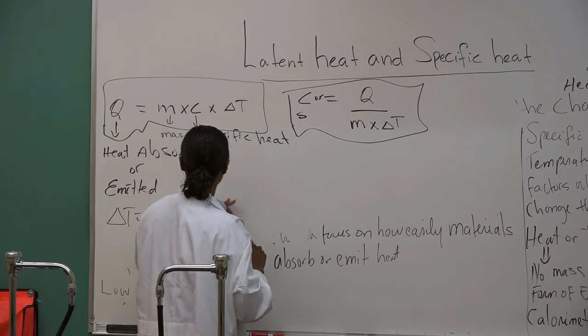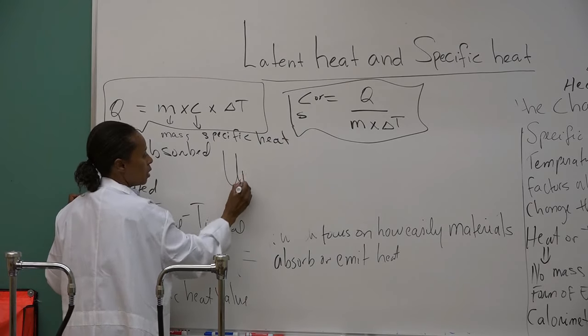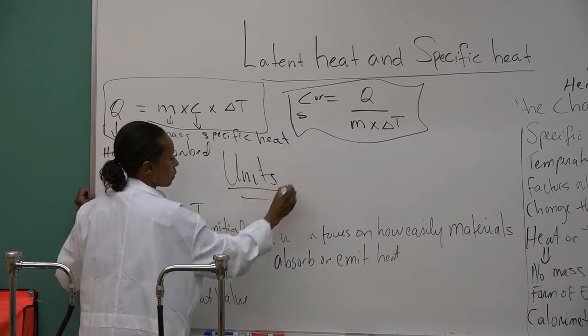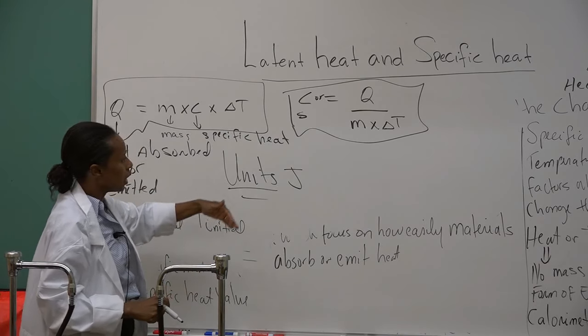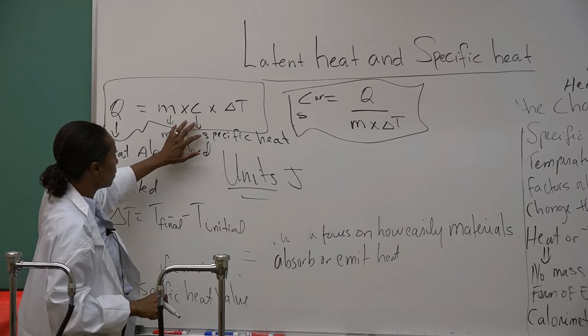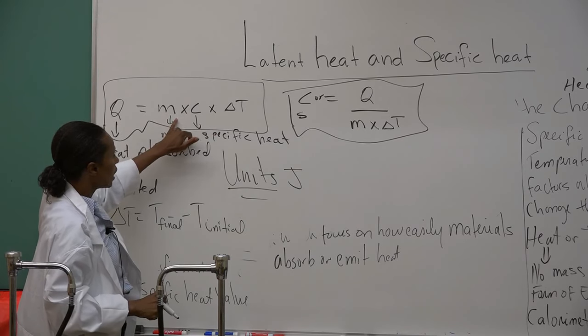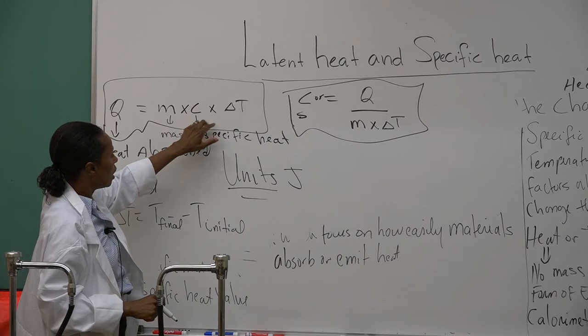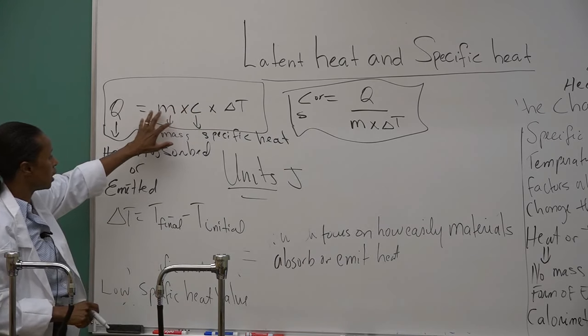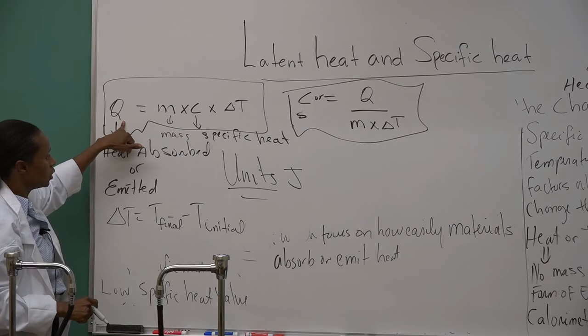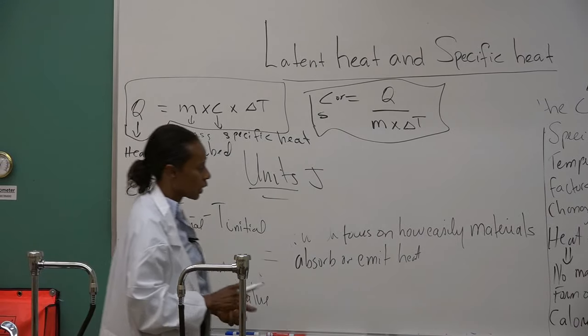The units that are going to be used are going to be joules. So we must make sure then that as we carry out this multiplication, our mass, our specific heat, and the delta T temperature, which should be in Kelvin, should be able to then correlate to be able to give you joules at the very end when you carry out the calculations.